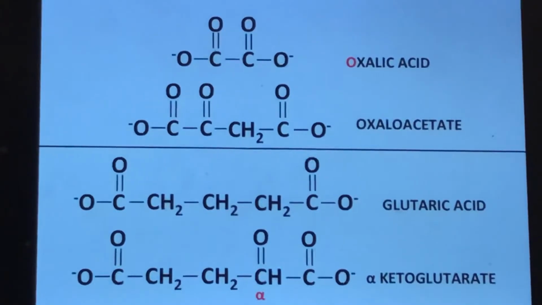You can take oxalic acid and get oxaloacetate, a 4-carbon intermediate that combines with acetyl-CoA to make citrate in TCA cycle. So oxaloacetate, if you take acetate as 2 carbons and combine it with oxalic acid, which is 2, you get the 4-carbon OAA. You can also derive alpha-ketoglutarate, because we know that glutaric acid has 3 methylene groups, but if we take one of them and make an alpha-keto, as you see there, we get alpha-ketoglutarate.